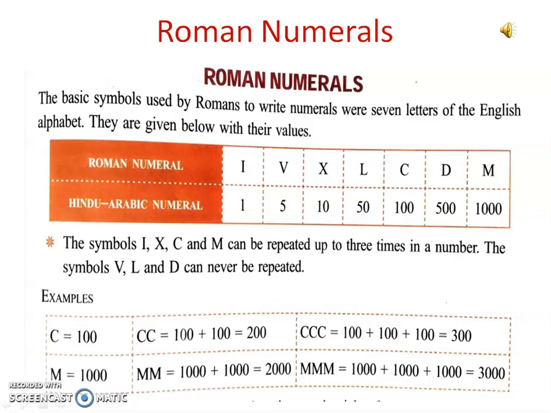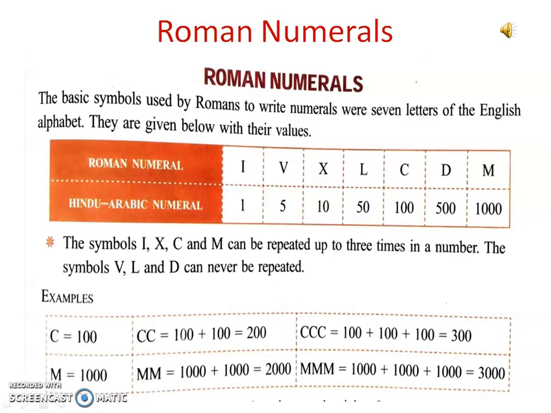The symbols I, X, C and M can be repeated up to 3 times in a number. The symbols V, L and D can never be repeated. So let's see examples so we can understand.